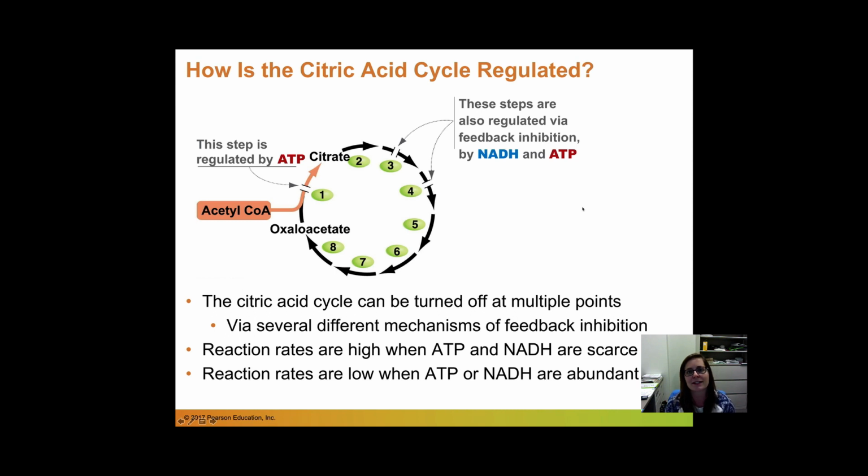So here's how everything fits together, where all the food goes that we eat. So how is the citric acid cycle regulated? It has 3 points of regulation. So the number 3 reaction, 4, and number 1 are regulated. So this step number 1, in which acetyl-CoA combines with oxaloacetate to make citrate, is regulated by ATP. So when the ATP levels are high, that enzyme is shut off. And these steps are regulated by feedback inhibition by both NADH and ATP. So when these are high, these reactions are shut off.